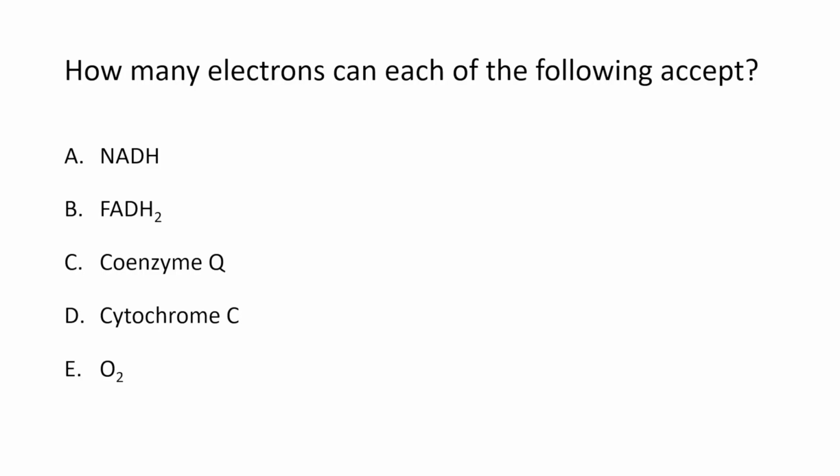All right, let's start with NADH. How many electrons can NADH accept? Yeah, 2. So we start with NAD+. It can accept 2 electrons. And how many protons does it then need to become NADH? Yeah, just 1.